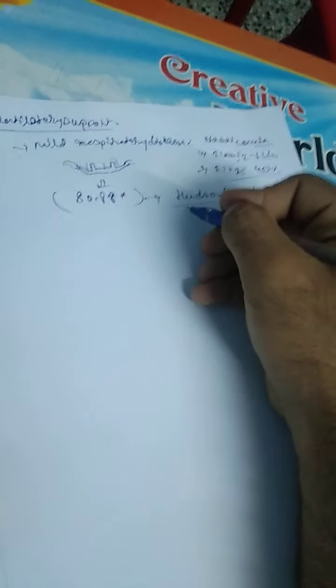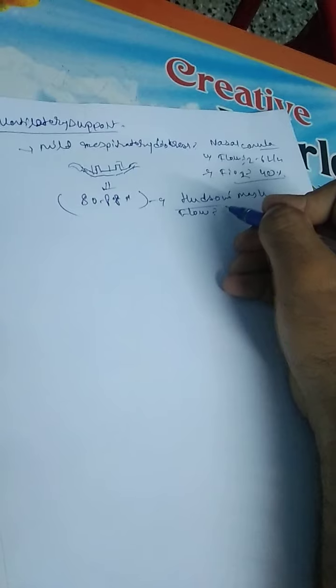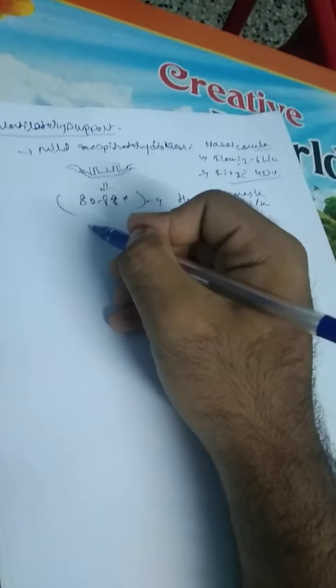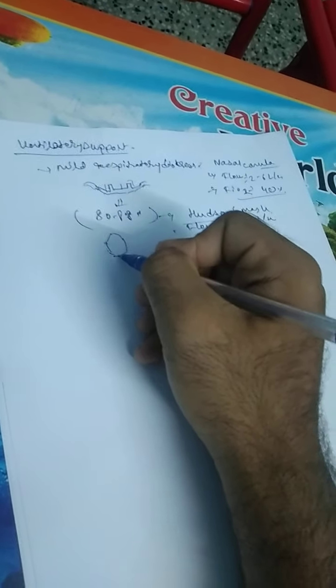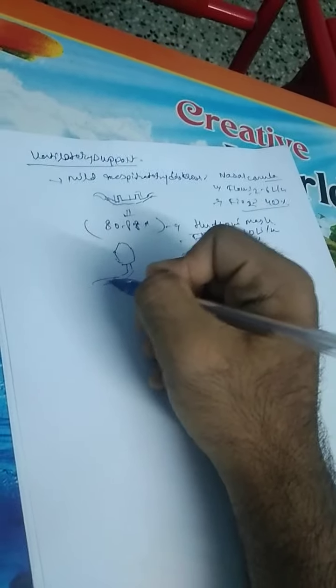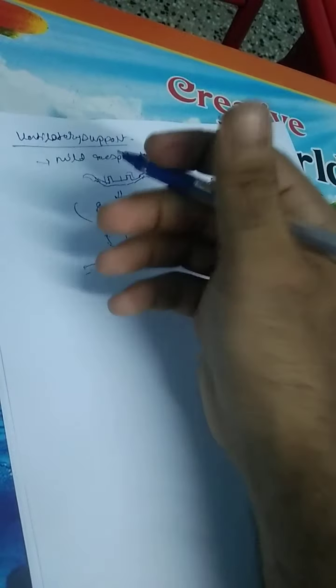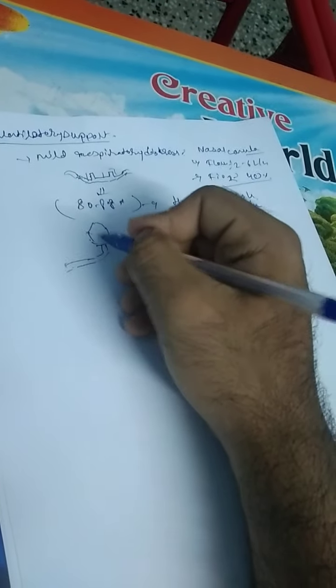Hudson mask. It's a mask which can provide a flow of 5 to 10 liters per minute, and it can provide an FiO2 of 60%. You can recognize this mask: there is a connection which goes to the central line of oxygen, and the patient wears the mask, which covers the nose and mouth. This is a Hudson mask.